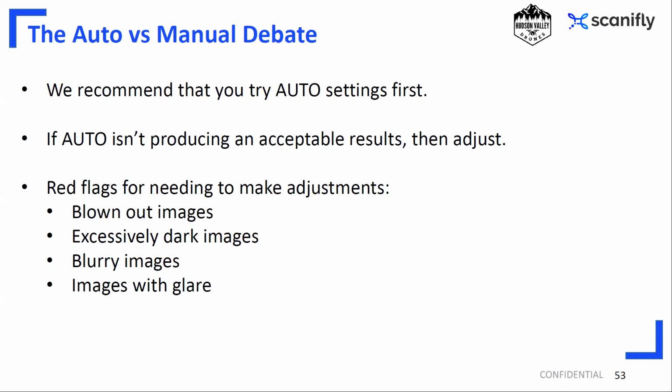But if auto isn't producing what you need it to produce, and if it's producing blown out imagery like John had shown, or excessively dark imagery where you can't really determine detail in the images, if it's creating blurry images, or if you're getting glare, that's when we might have to go in and start making manual adjustments to the settings of the camera.